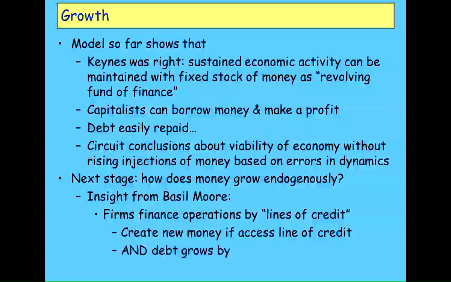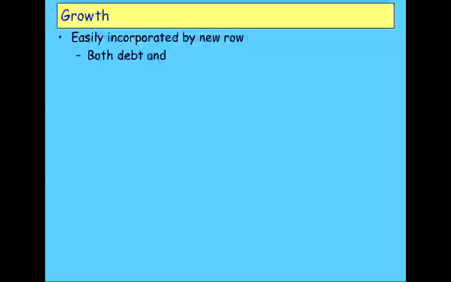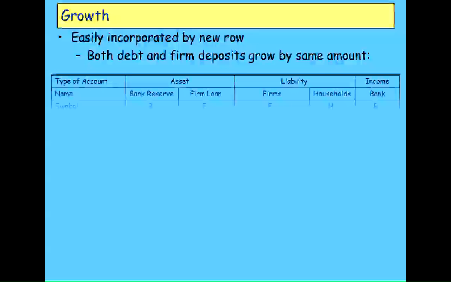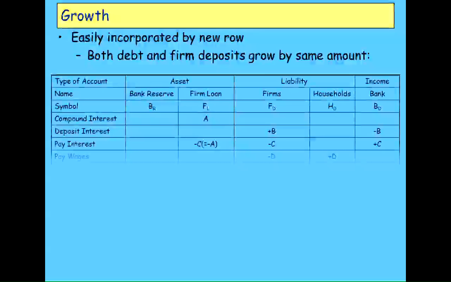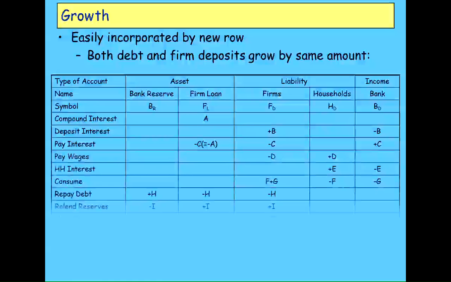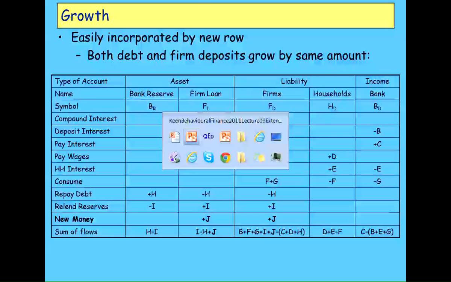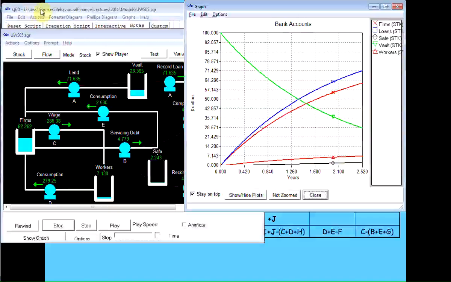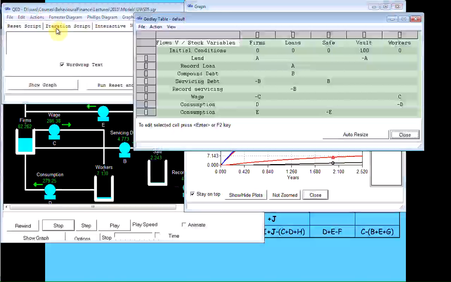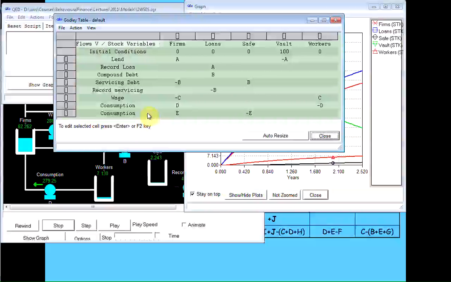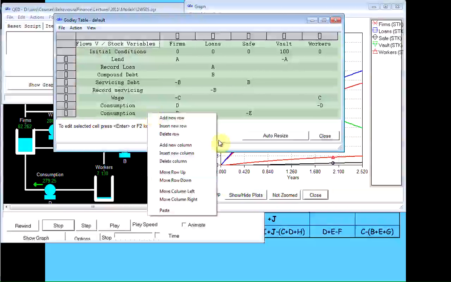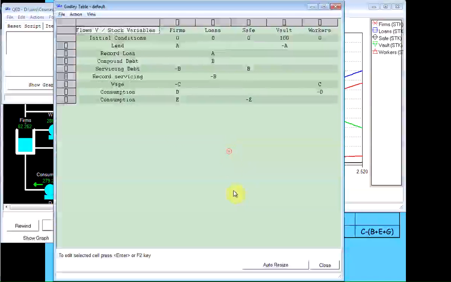So that's what Basil talked about, and I can now include that by having a new row in the table, and I'll show that now as we go across dynamically for a second. I'll put the table up first of all. So what I have initially is new money being created by an entry that occurs on both sides of the ledger. So let's look at that with QED. Bring up the Godley table. I'm going to add a few elements. This will take a bit of time, but it's worth illustrating. Let's make the window a bit larger there.